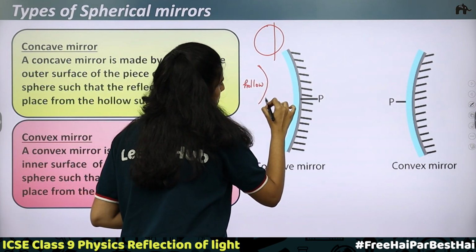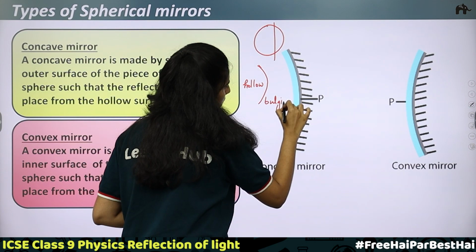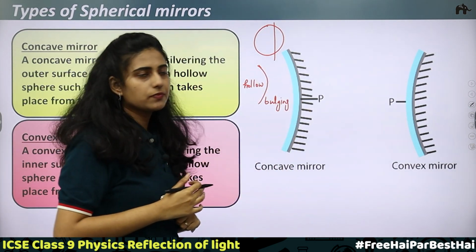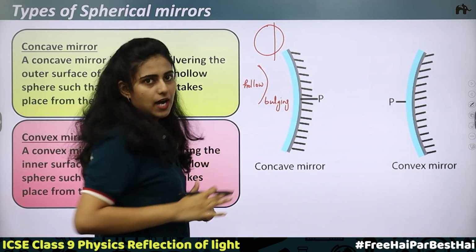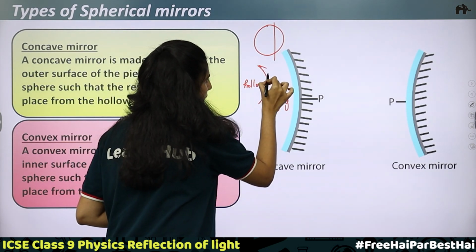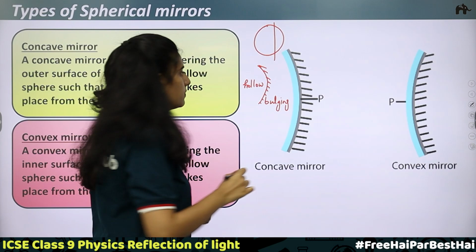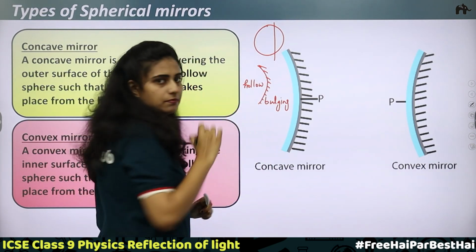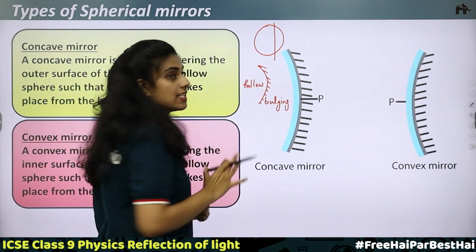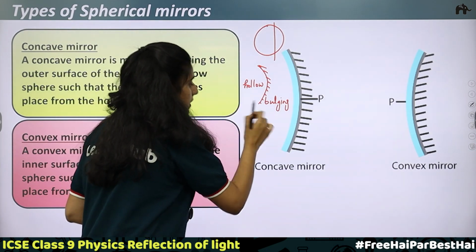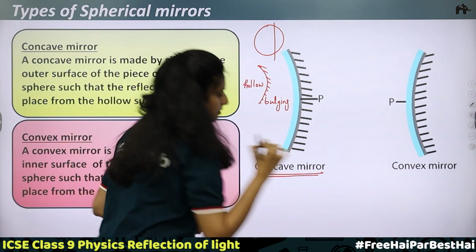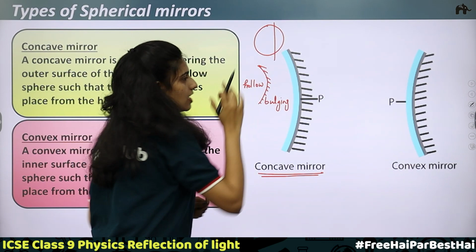And this is the bulging part, bulging out. Now here in this part, if you silver the back side, that is the bulging part, this part is glass, so it will be acting as a mirror. This type of mirror we call the concave mirror. Understood? So this is a concave mirror.